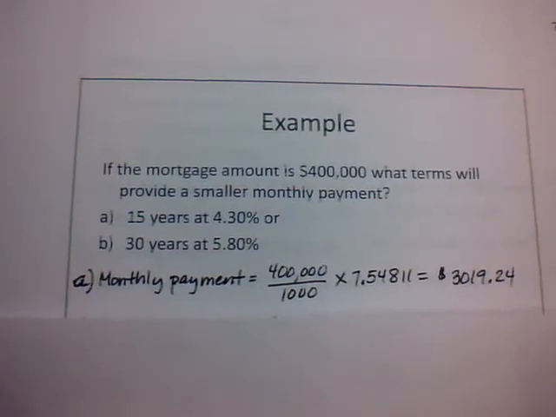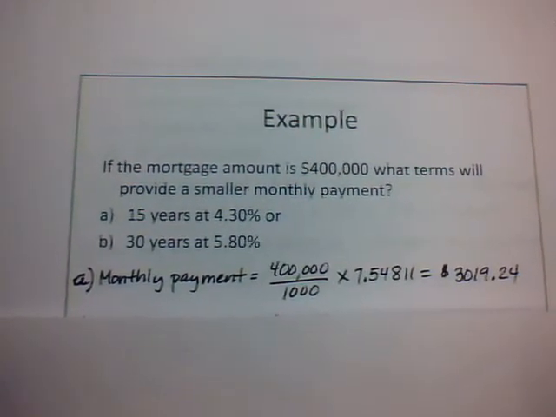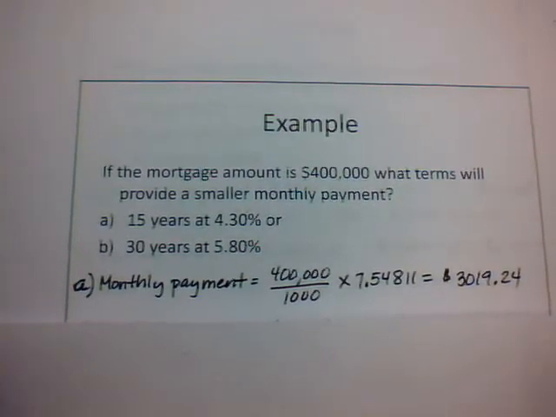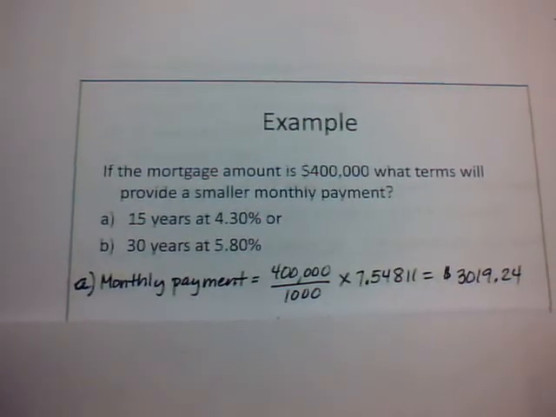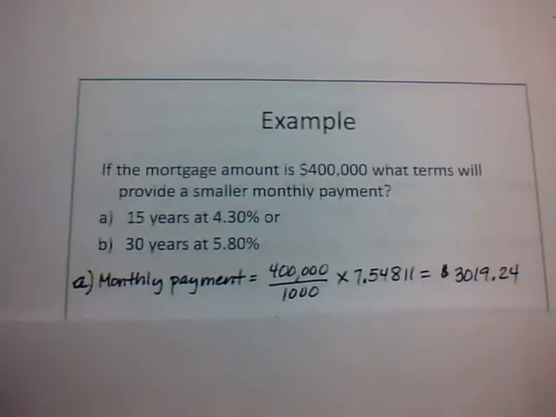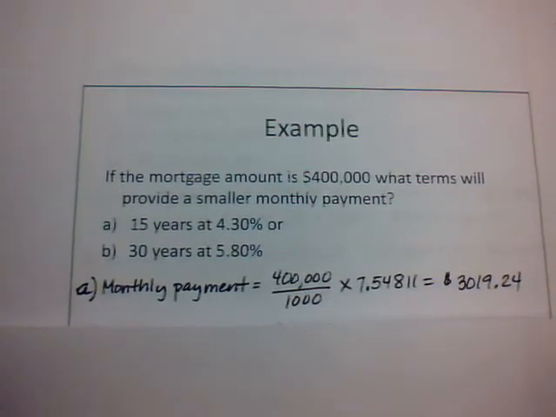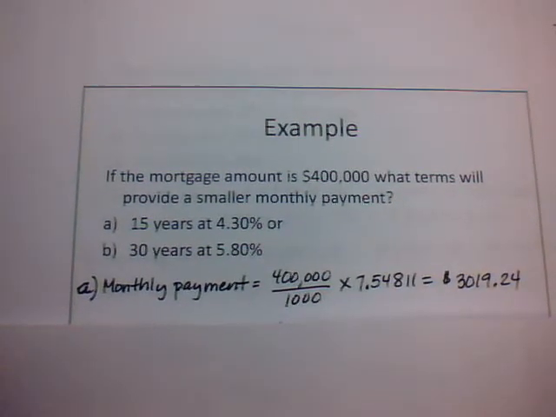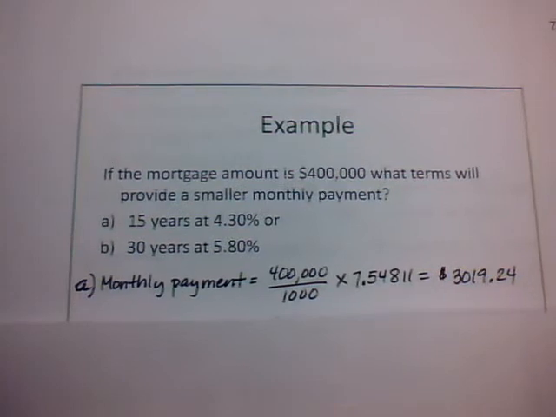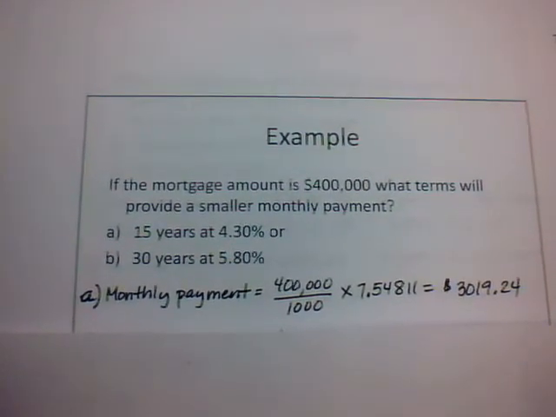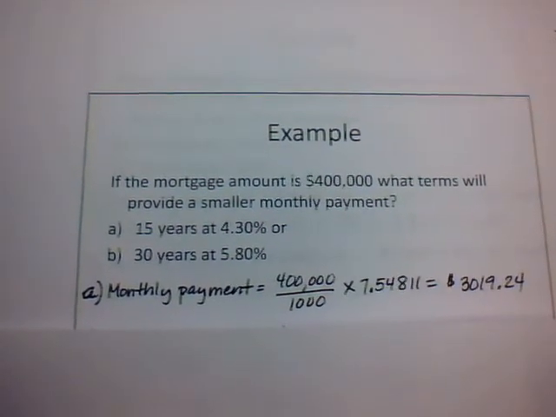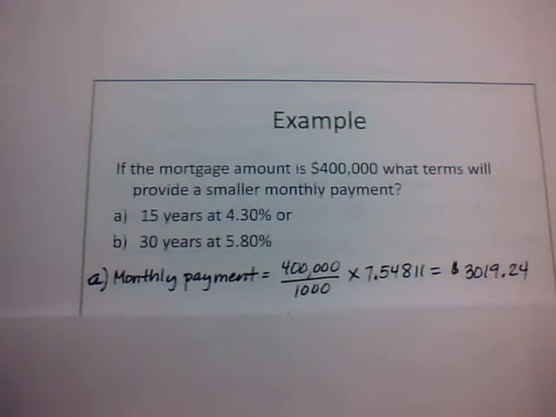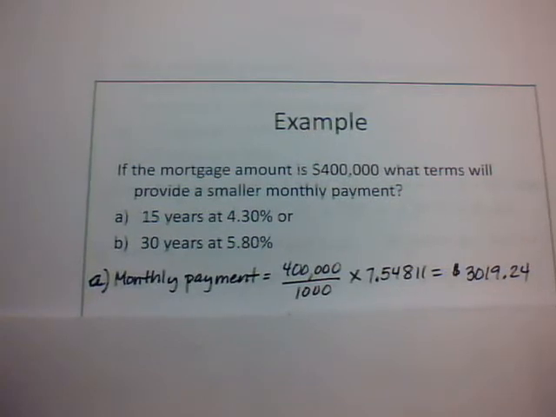Now, the effective rate factor for a 15-year mortgage at 4.30% is 7.54811. So we'll have $400,000 divided by 1,000, which will end up being 400. Then multiply that by 7.54811. You'll get $3,019.24. That will represent the monthly payment for a $400,000 mortgage at 15 years at 4.30%.